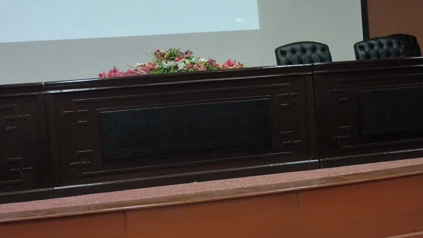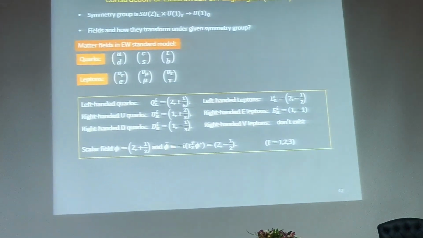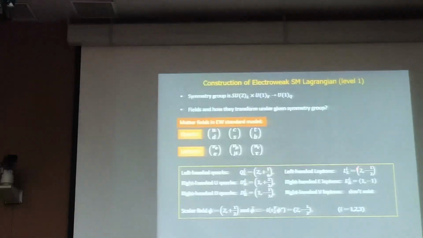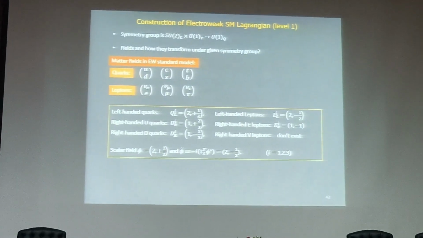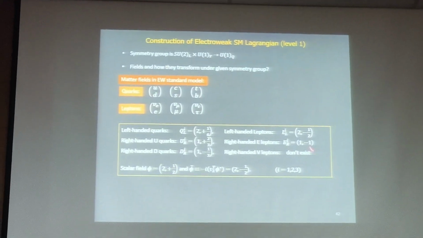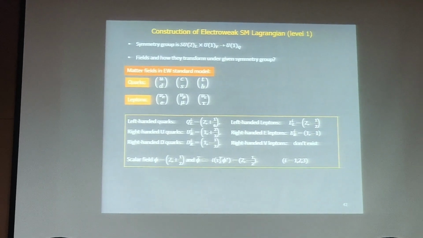This field is referring to up, charm, and top quark. And then we come towards the leptons. The left-handed leptons are the doublet of SU(2), just like the left-handed quarks. And the value of the Y charge is minus 1/2.